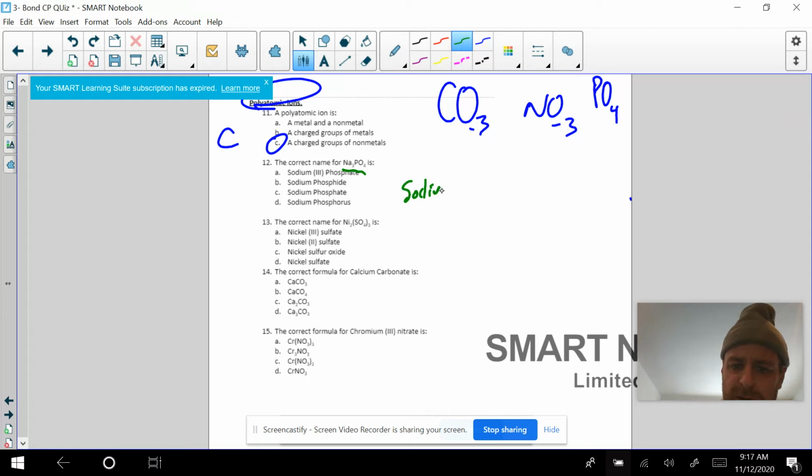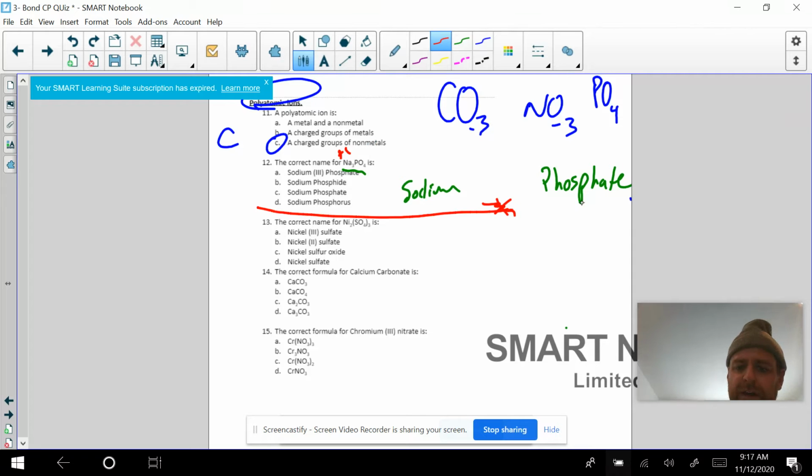All right. Now, write out the names. Sodium, and then this, oh geez, PO4, what is that? That doesn't look like it's on the front side. Well, it's on the back side then, and it's phosphate. And then the only question you have to ask yourself now is, do I need a Roman numeral? The answer is no, because sodium is a single charged metal. So you do not need a Roman numeral. You can just be done. Sodium phosphate, C. Do not do that one, all right?